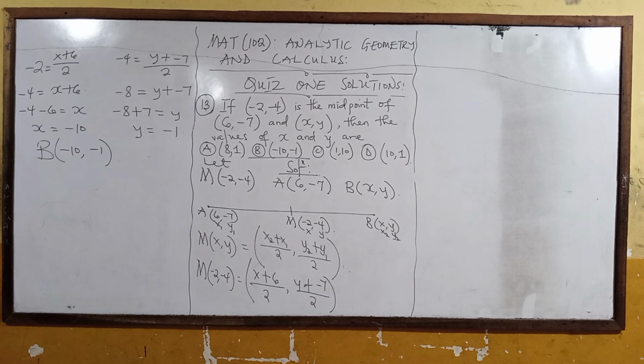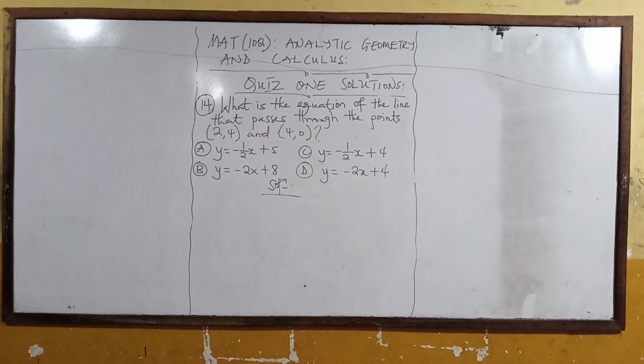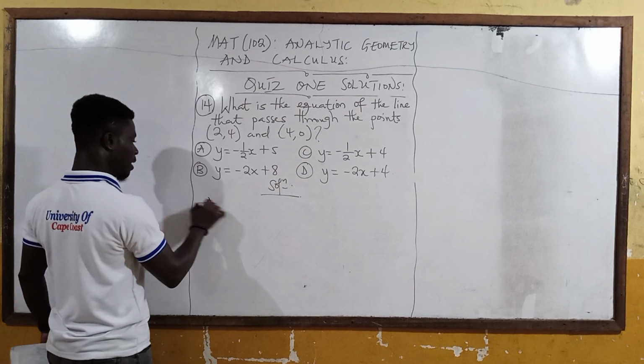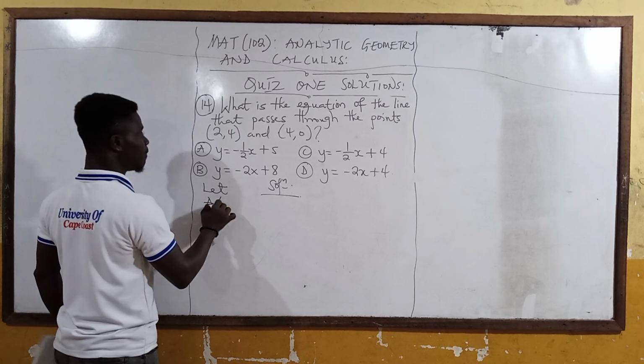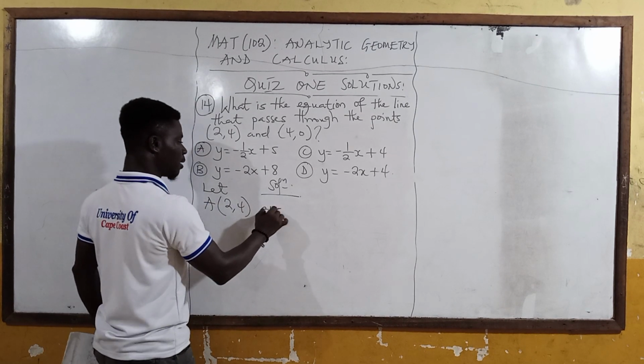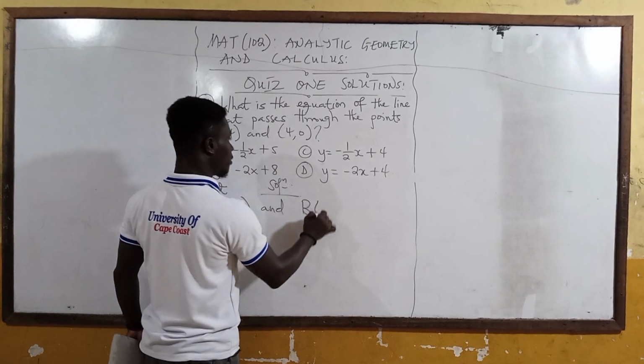Alright. So this is our third question. Let's move on to our fourth question. What is the equation of the line that passes through the points 2, 4 and 4, 0? Now 4, 0 is the x-intercept because y is 0. So the line passes through 2, 4 and meets the x-axis at 4. Let point A be 2, 4 and point B be 4, 0.